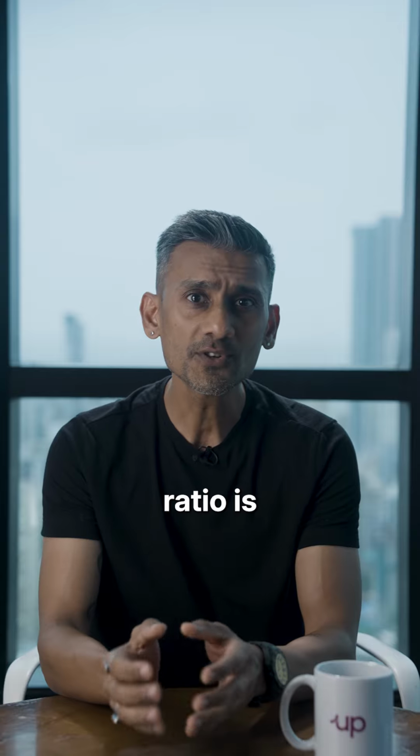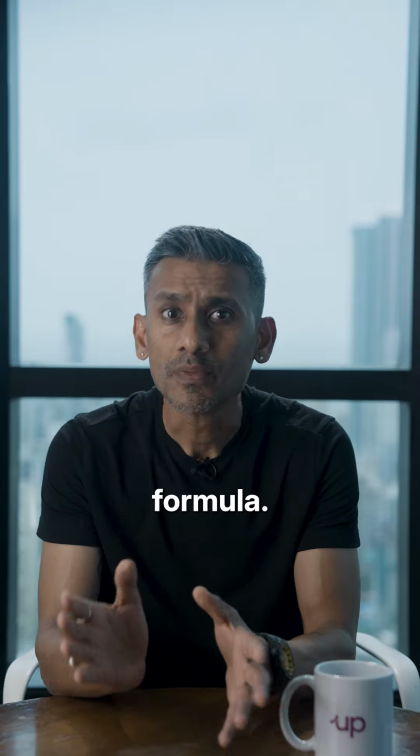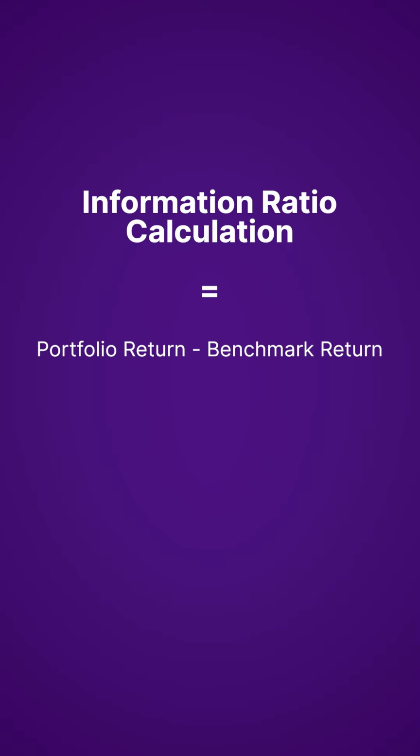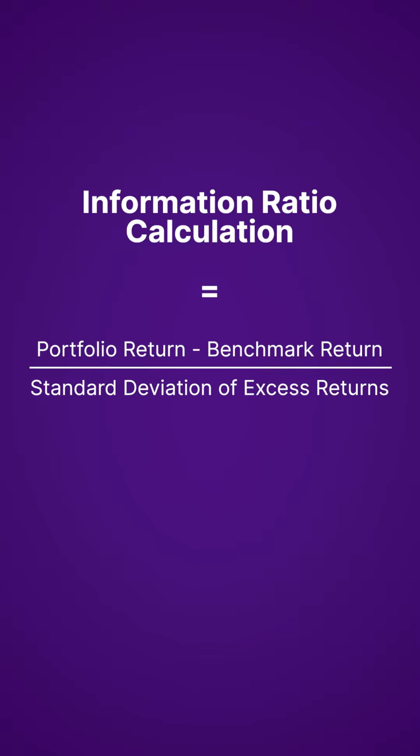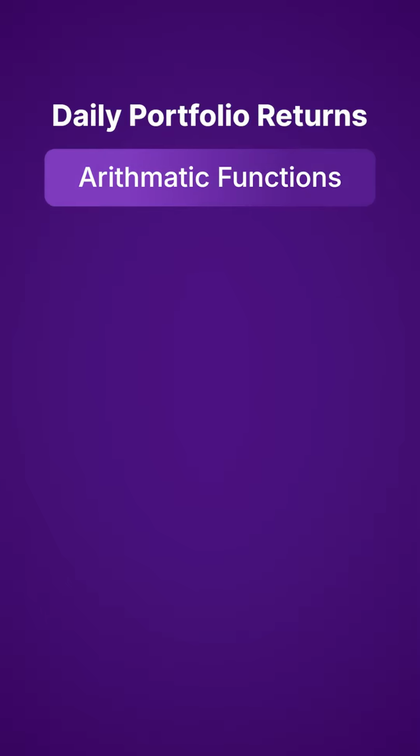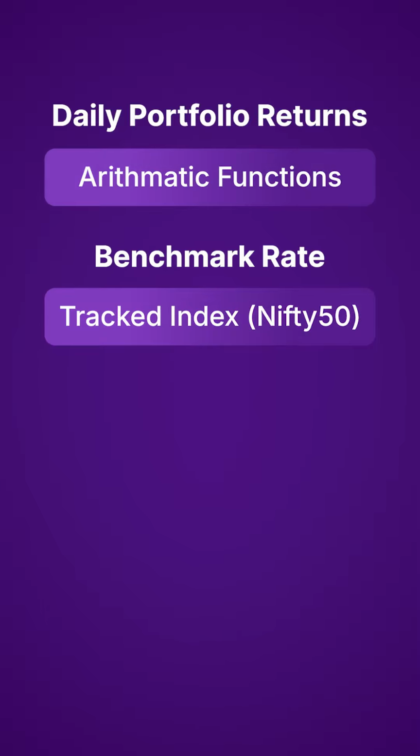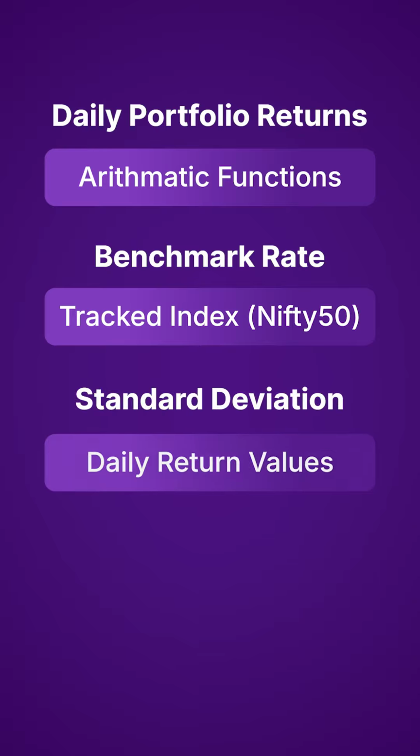The information ratio is calculated with a very simple formula. Portfolio rate of returns minus the benchmark rate of returns, divided by the standard deviation of excess return. Where the daily portfolio return is to be calculated by using arithmetic functions, the benchmark rate is the index tracked by an equity mutual fund, and standard deviation volatility is to be calculated based on daily return values.